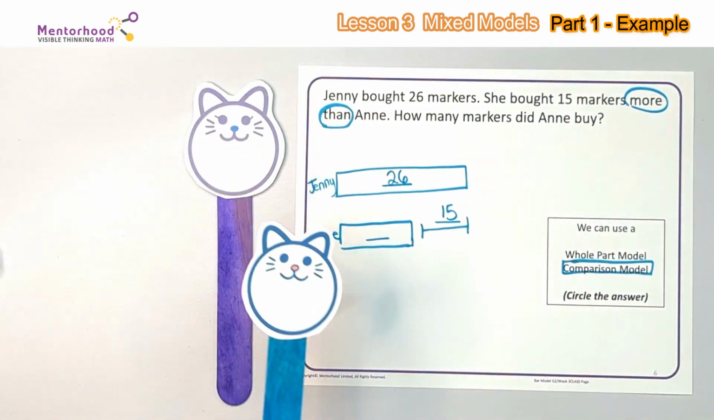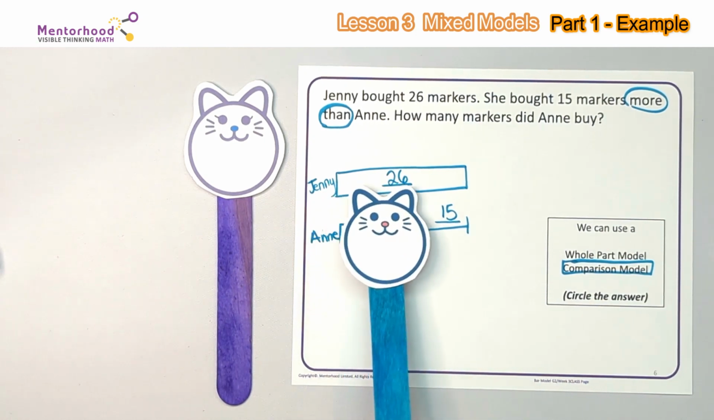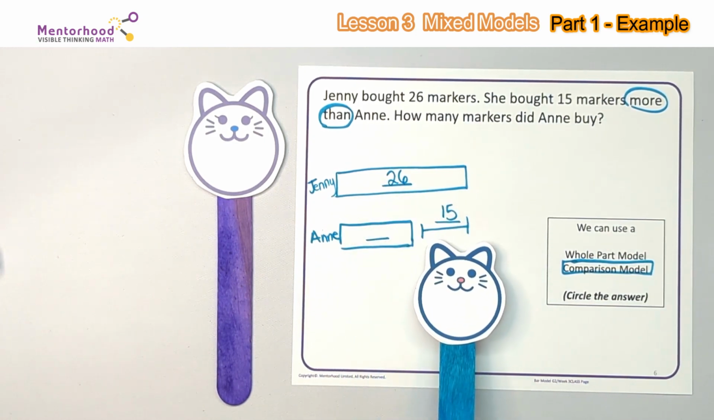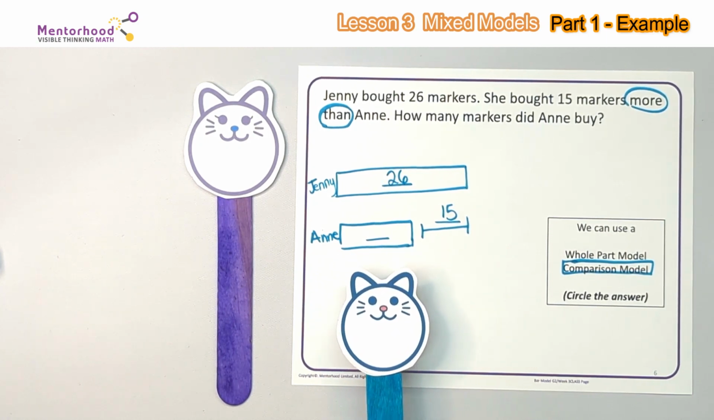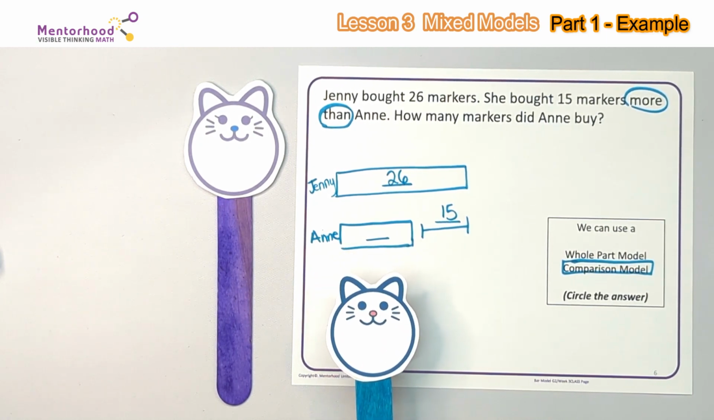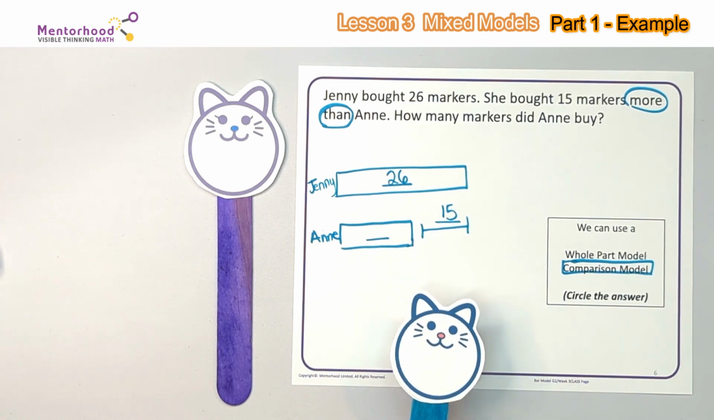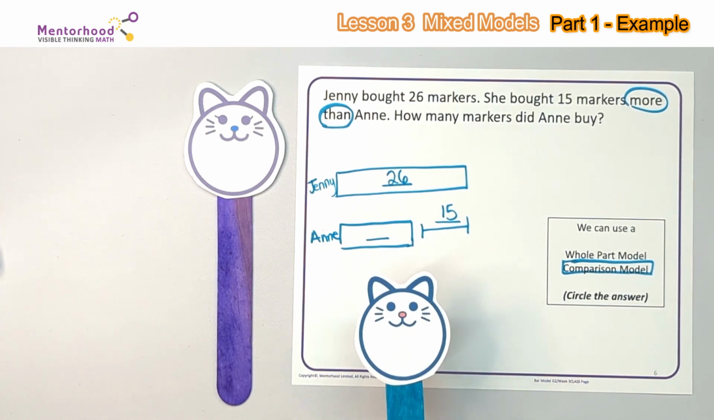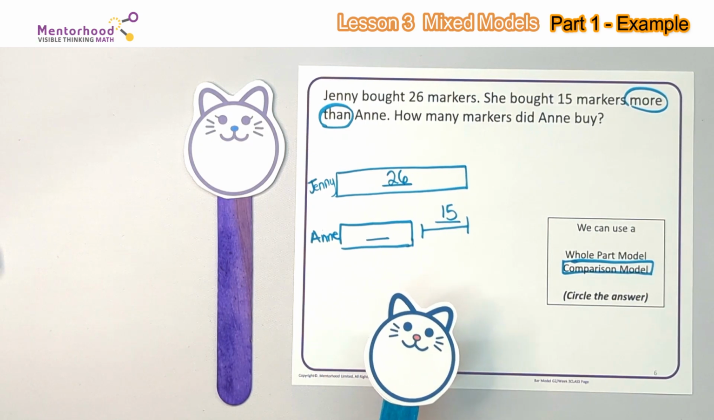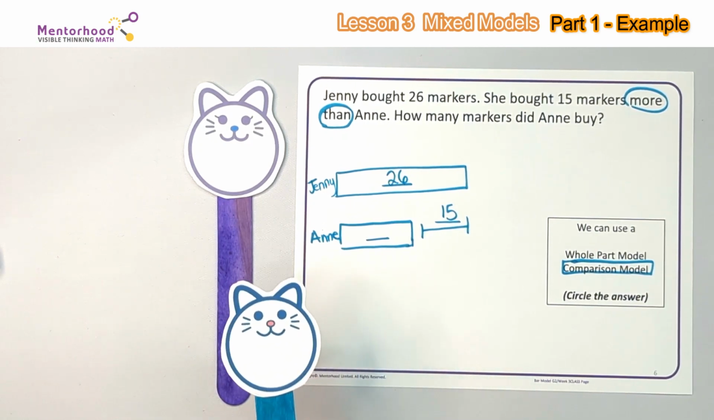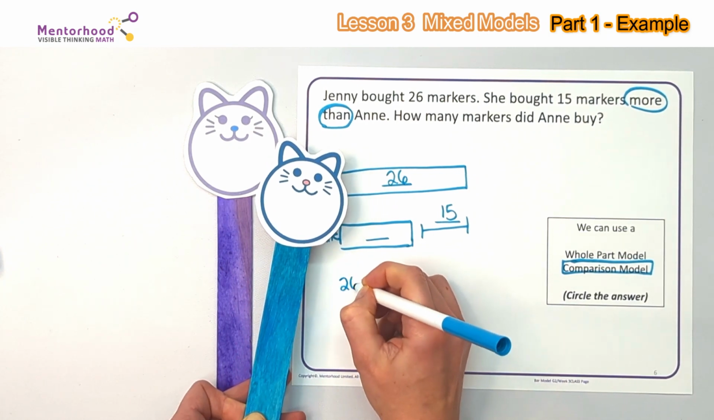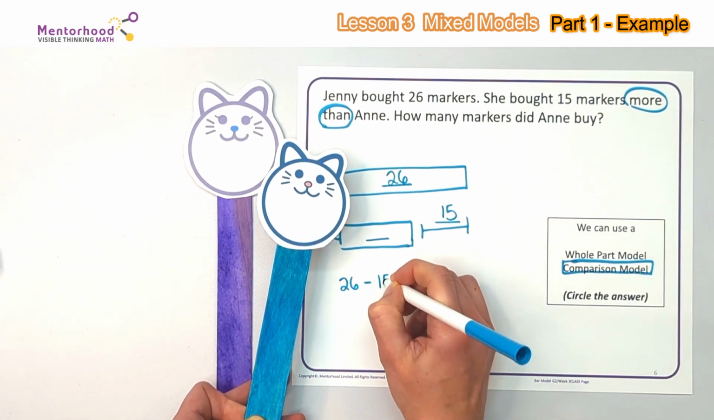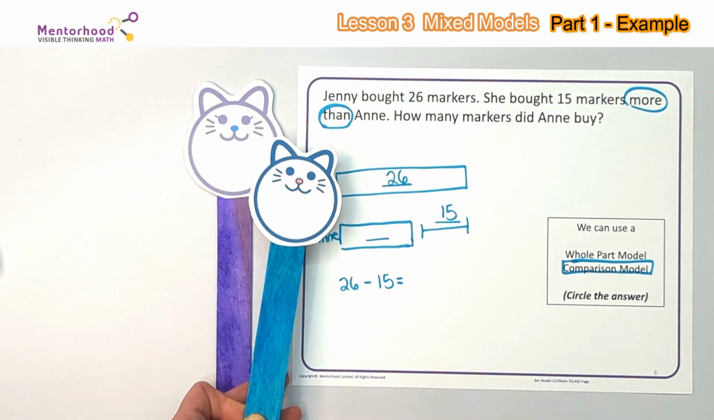Okay, now we know the total, and we know the difference, and we're trying to figure out the small box. So what do we have to do? We have to put our subtraction hat on. That's right. Subtraction action. Here we go. Let's write out our number sentence. 26 minus 15 equals, and we can solve it in column form.